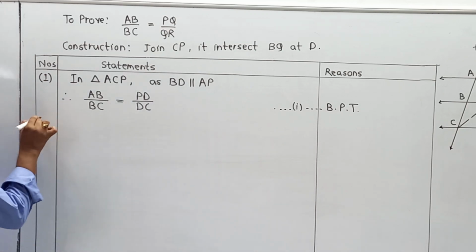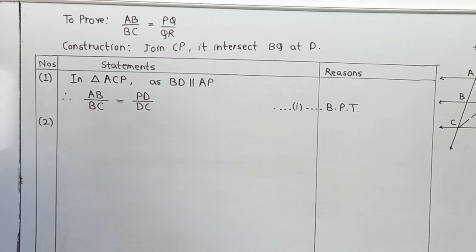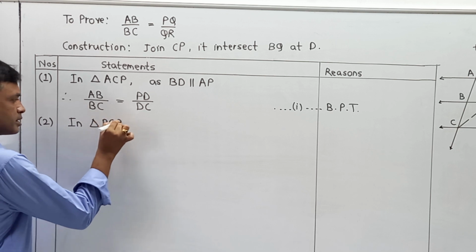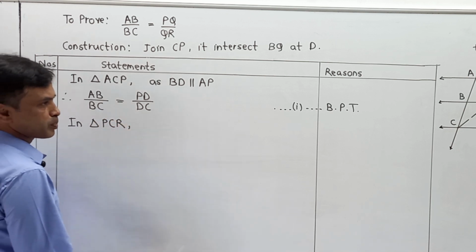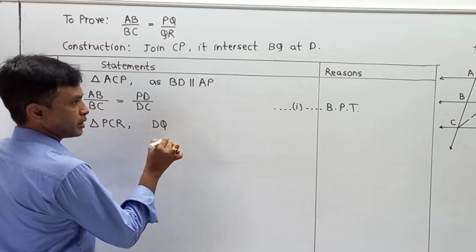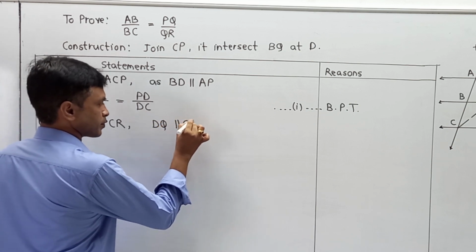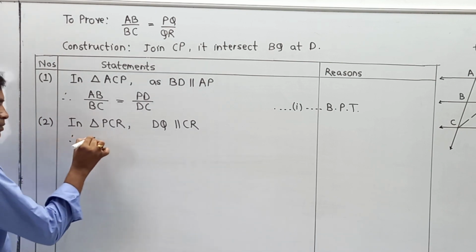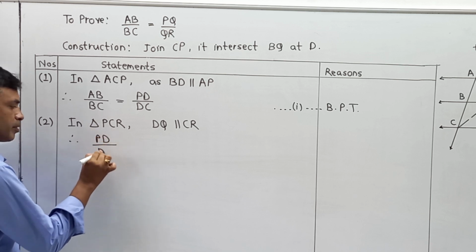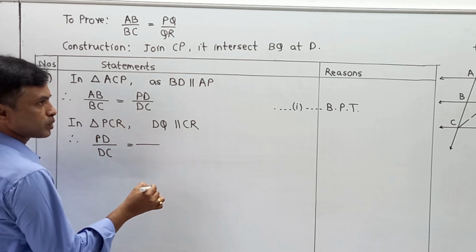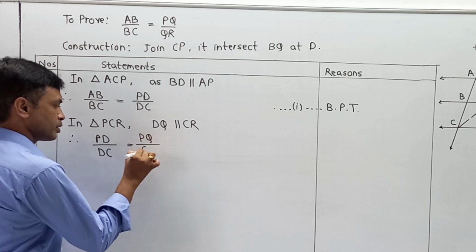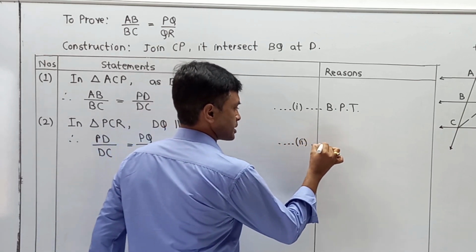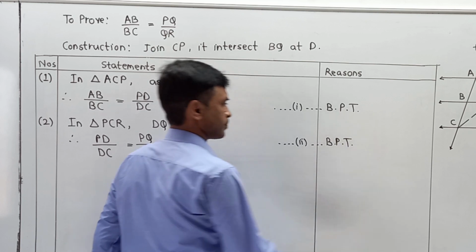Now the second part that we are going to take: in triangle PCR, we know that DQ is parallel to CR. Therefore, PD upon DC is equal to PQ upon QR. I'm going to give it as equation number 2, and the reason is again the basic proportionality theorem.